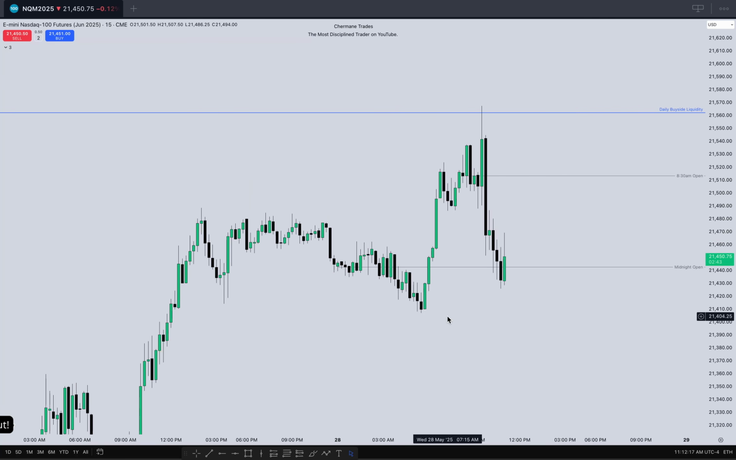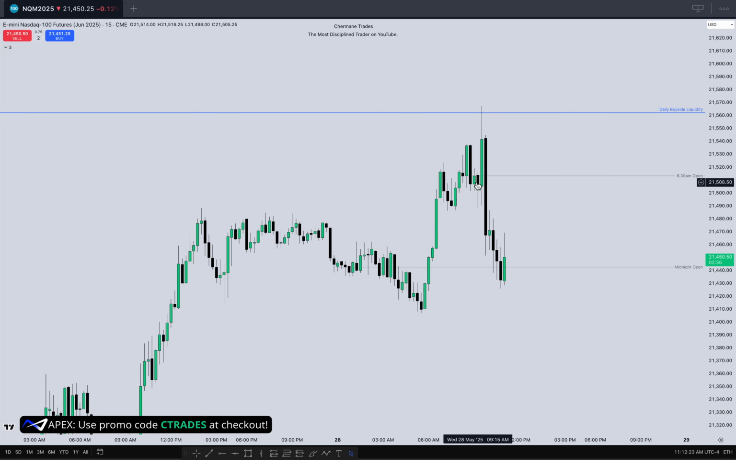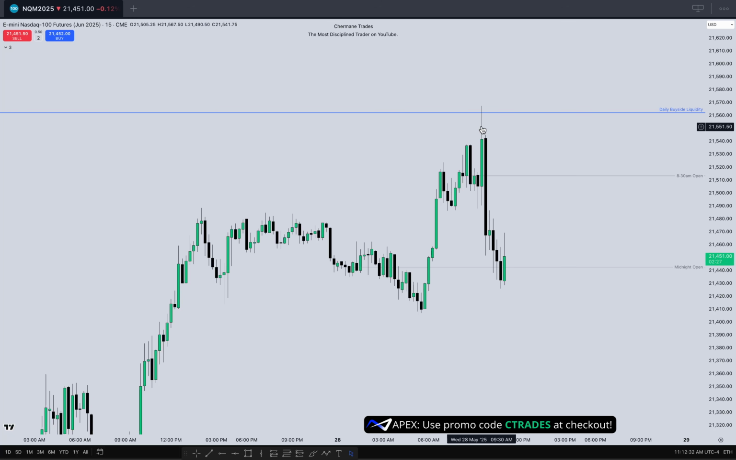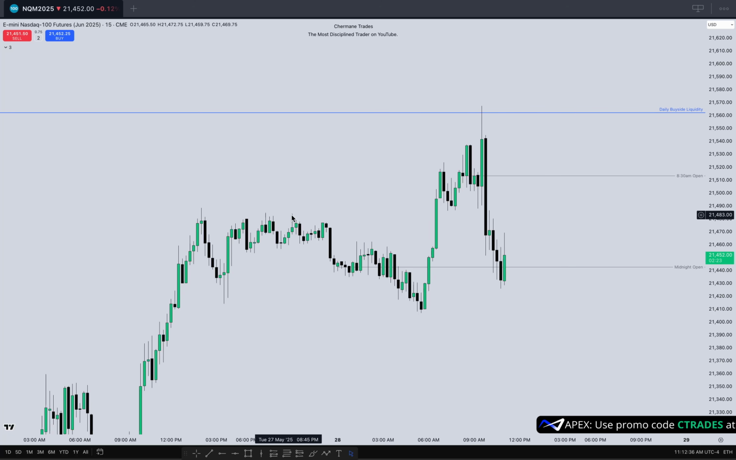So, Chermane's model, okay, we have our midnight opening price here and our 8:30 opening price here. Those are the two opening prices that this model uses. Imbalance forms a high, comes back down. This is our 9:30 opening bell, takes us into that buy side on the daily chart, breaks lower. This here, quadruple top, we've also ran that out.